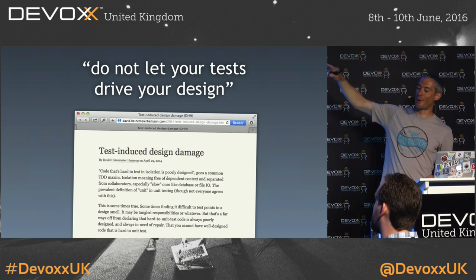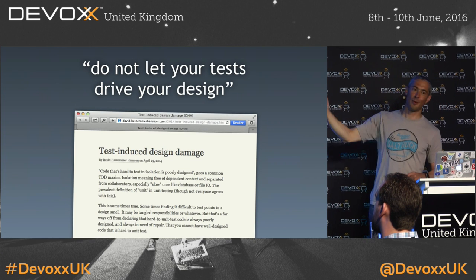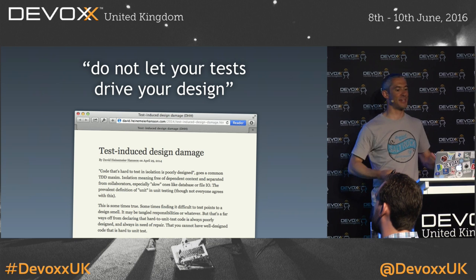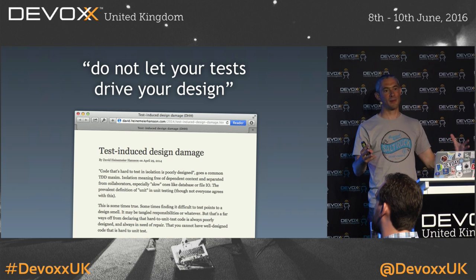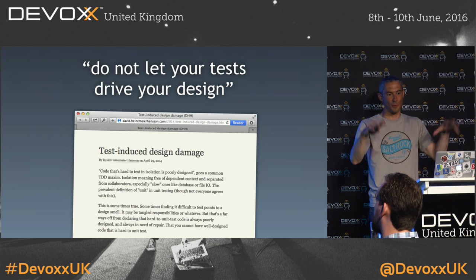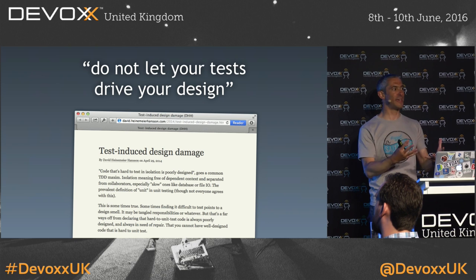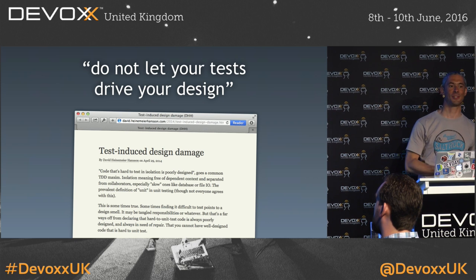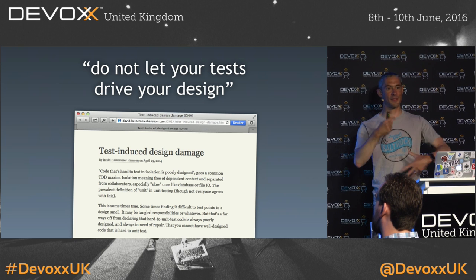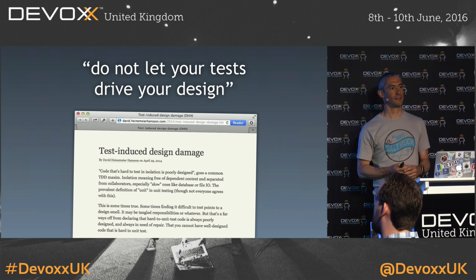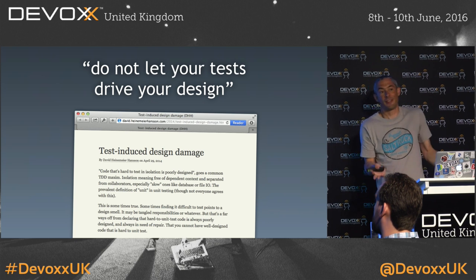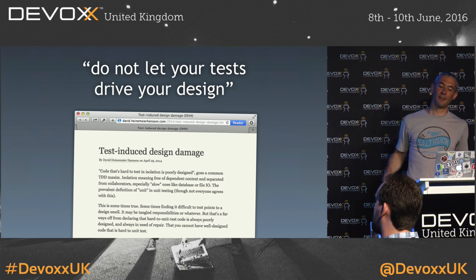That paper produced a whole bunch of follow-up, including one from DHH, the Rails guy, basically saying, look, we're breaking our system up into lots of really, really tiny, small parts, and it's wrecking our nice, clean design. He called it test-induced design damage. Again, some of this stuff is really worth reading. You probably won't agree with all of it. I don't. There's some really, really good stuff in here.